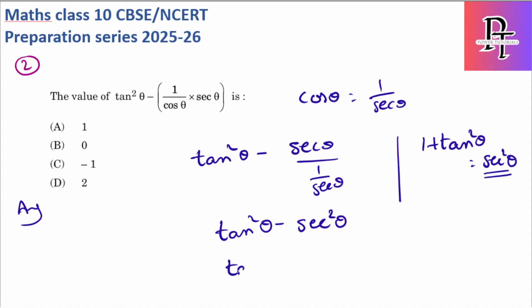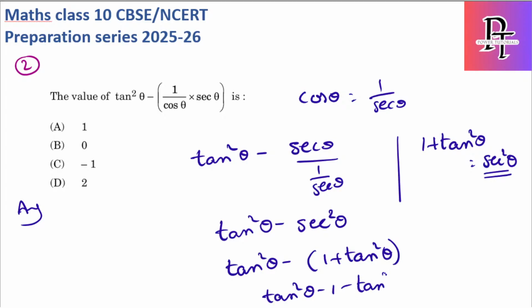Now this becomes tan square theta minus 1 plus tan square theta. So this equation becomes tan square theta minus 1 minus tan square theta. So tan square theta cancels. So the final answer is minus 1. So the answer is C.